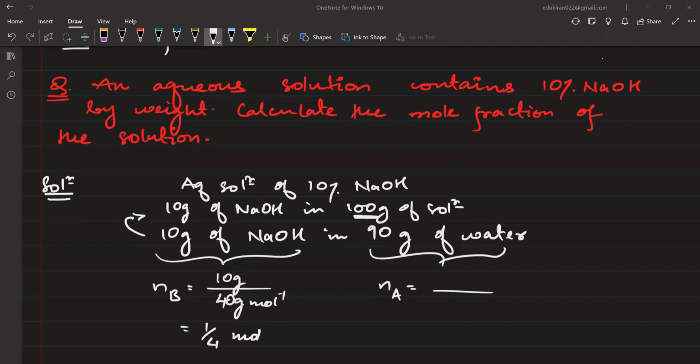9 is the given mass, divided by 18. So 90 grams by 18 grams per mole. So this will be equal to how much? 9 tens and 9 twos. Okay, 5 will come out, right? This will be 5 mole.